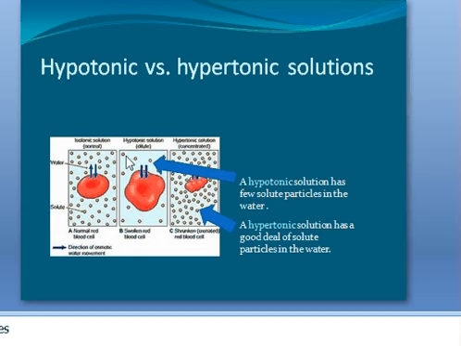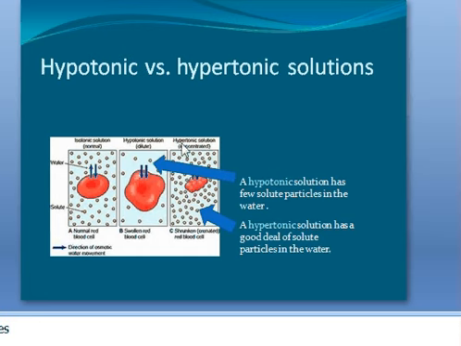If there's more water on the outside, it will come into the cell, and it can actually swell up that cell, and if enough comes in, it can actually make the cell burst. So that's what happens if you put a cell in a hypotonic solution. Let's compare that to a hypertonic solution.